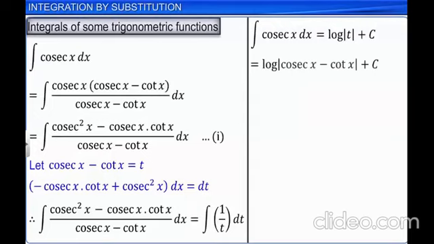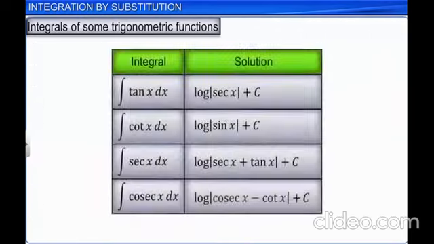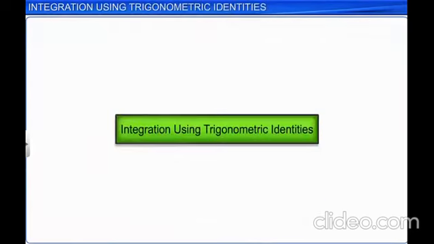This table shows the results of the integrals of different trigonometric functions. Often, we come across integrals involving trigonometric functions which cannot be solved using the direct approach. For example, integral of cos power 4x dx cannot be evaluated directly. To solve such integrals, we use trigonometric identities. Let's see how to do it.